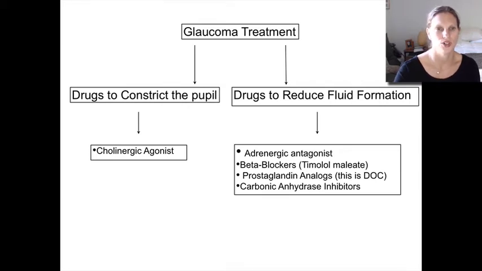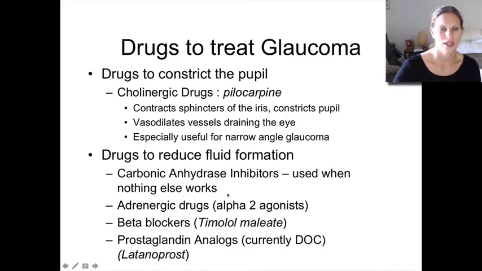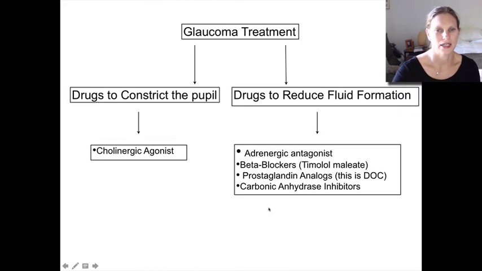So here's sort of our flow chart. I did have that wrong on the previous slide. I knew that was wrong. This should not say agonist. This should say antagonist. It didn't make any sense to me. Okay, that makes way more sense.